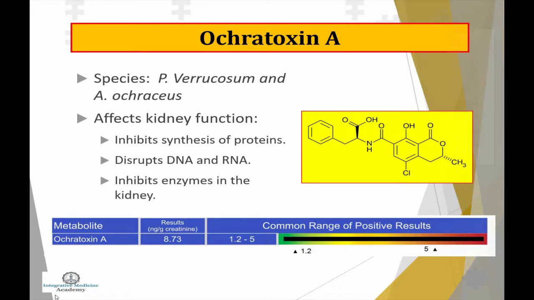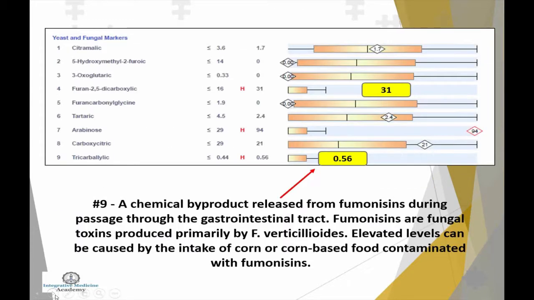Marker number 9 is called tricarboxylic. It's a chemical produced by a fungus that is generally found in corn and corn-based food products. That doesn't mean every time you eat corn you're coming in contact with it, but usually I find this elevated in people who consume a lot of corn and corn products. So sometimes it's just shifting diet, and that many times is enough to have this marker normalize.